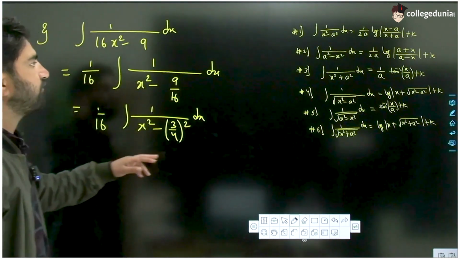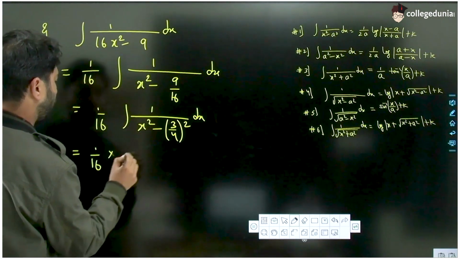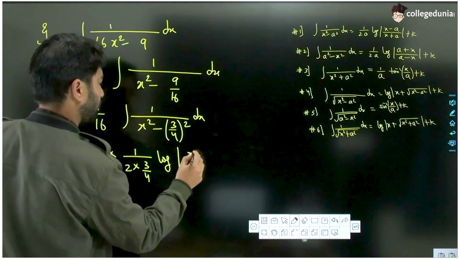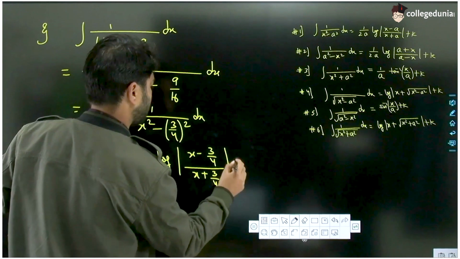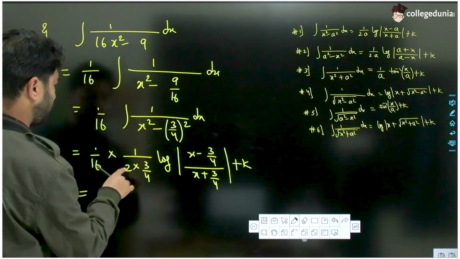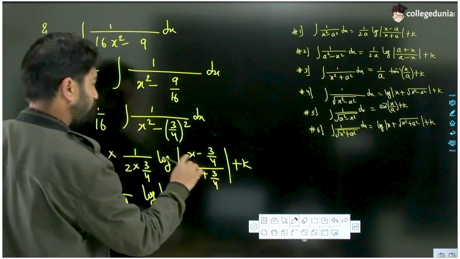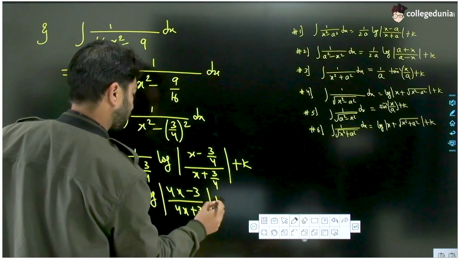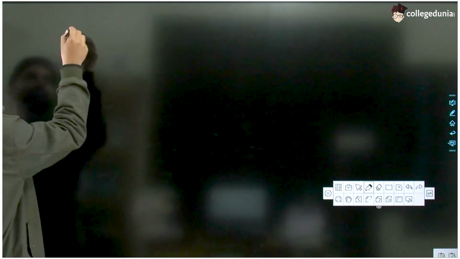And now we can apply the first formula, 1 upon x square minus a square. The formula is 1 upon 2a log (x minus a) upon (x plus a), plus k, right? So 16 into 2, 32, 32 by 4, 8, 8 into 3, 24, log (4x minus 3) upon (4x plus 3), plus k. Okay, so guys, we have another method to integrate this same question.